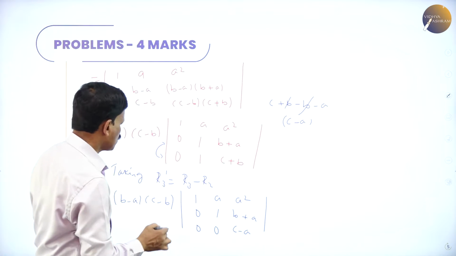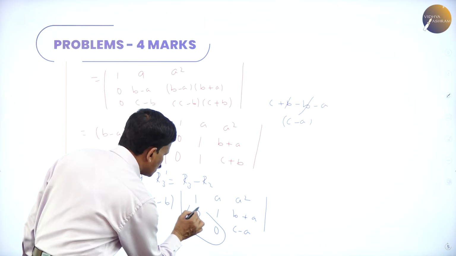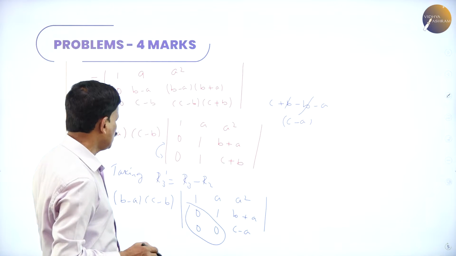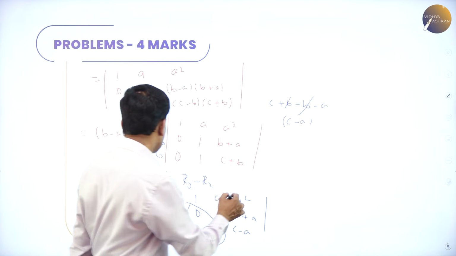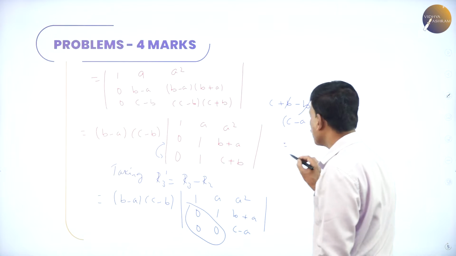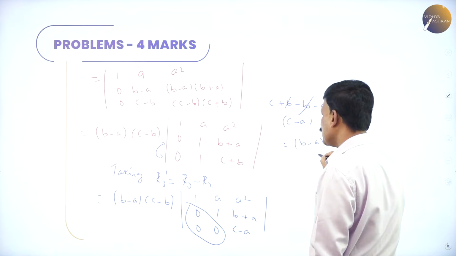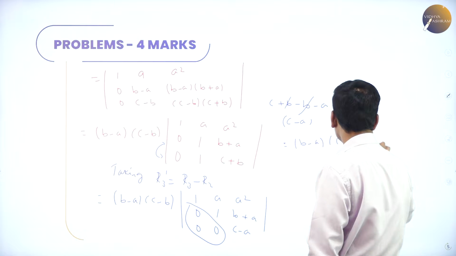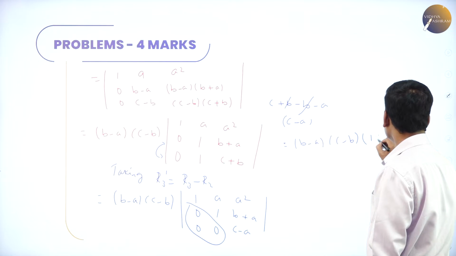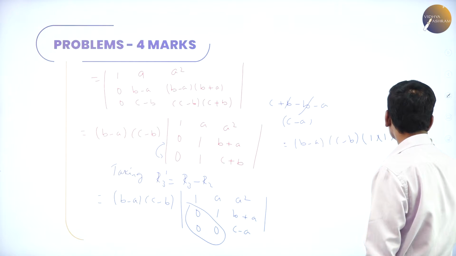Now see here, all the elements below the principal diagonal are zeros. So therefore, the value of the determinant is equal to the product of principal diagonal elements. This can be written as (b minus a) into (c minus b) into 1 into (c minus a).